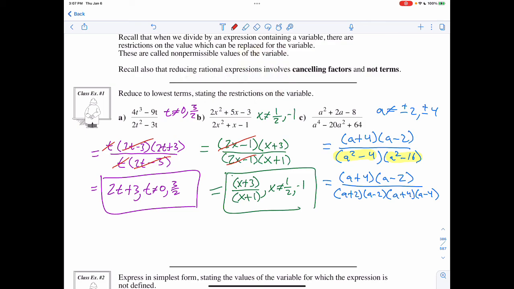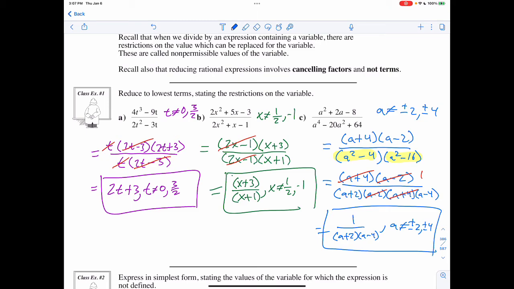And then I'm going to cancel out. So if I take away the a plus 4 from the top and the bottom and the a minus 2 from the top and the bottom, I've eliminated everything or canceled out everything in the top. Anytime I divide everything out, then I'm just left with a 1 there. So don't forget that 1. That's where people get confused. So I have 1 over a plus 2, a minus 4, where a cannot equal positive or negative 2 or positive or negative 4. And there's my solution.